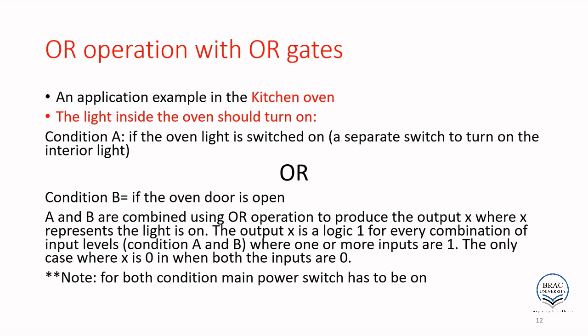A and B are combined using the OR operation to produce the output X, where X represents the light is on. The output X is a logic 1 for every combination of input values A and B where one or more inputs are 1. The only case when X is 0 is when both the inputs are 0.